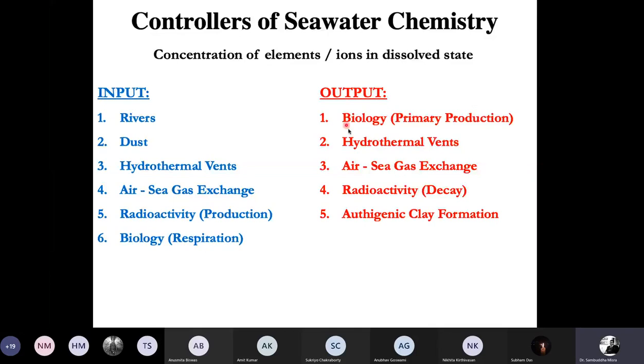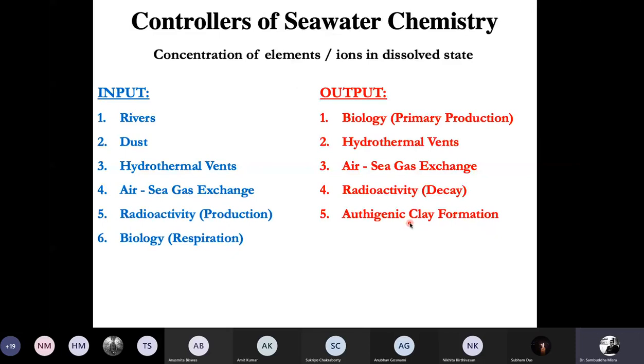Some elements are removed in hydrothermal vents, some elements are added via hydrothermal vents. Air-sea gas exchange can also lead to escape of gases dissolved in seawater. Radioactivity in the form of decay can lower the concentration. And then there is the authigenic or the in situ clay formation, the constant reaction that is going on at the bottom of the ocean at a very slow rate, but over such a large area that it is one of the primary drivers of seawater chemistry.